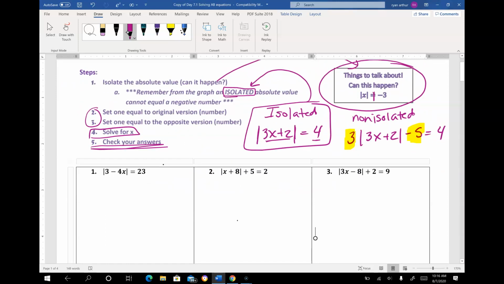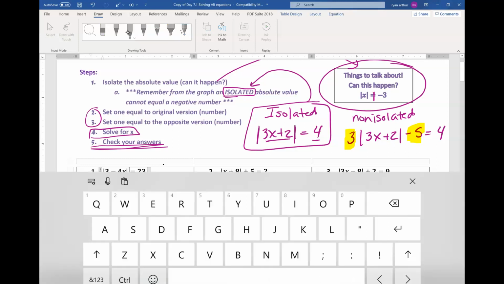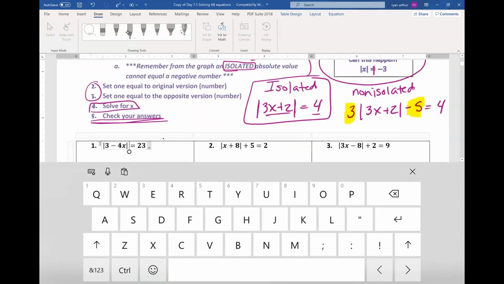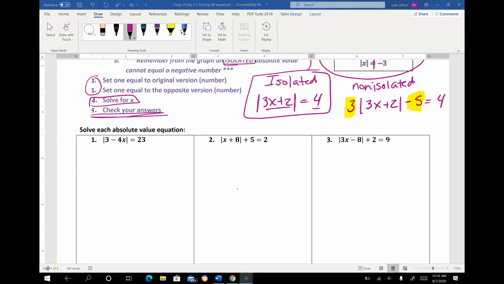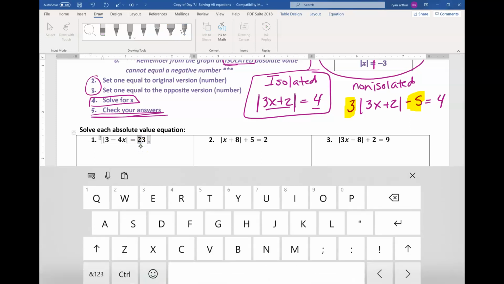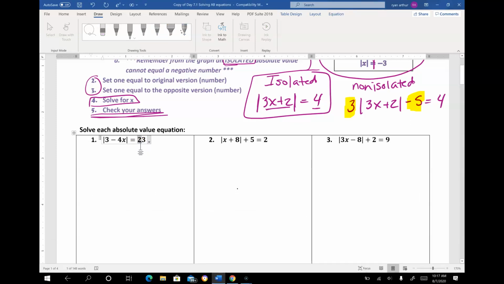So let's do some examples. Number 1 is the absolute value of 3 minus 4x equals 23. Now, this is an isolated absolute value, so we don't have to do anything of getting rid of anything before we set up our cases. It equals a positive 23, so we're good on that one also.